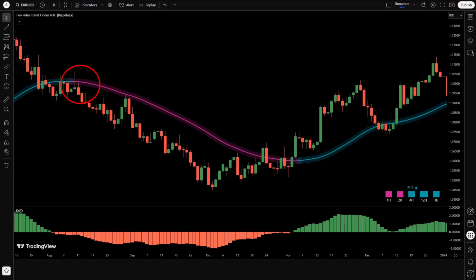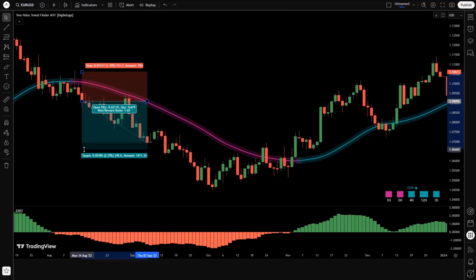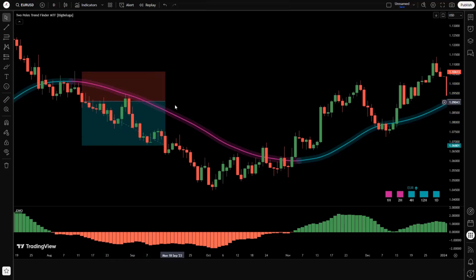When the Two Poles Trend Finder indicator has given a sell signal, then the Elliott Wave Oscillator indicator has created a red histogram. And the market creates a bearish candle, so all these conditions are fulfilled, then we have to take a sell order. And our stop loss should be placed at the previous high of the market. And the risk-reward ratio will be 1:1.5.